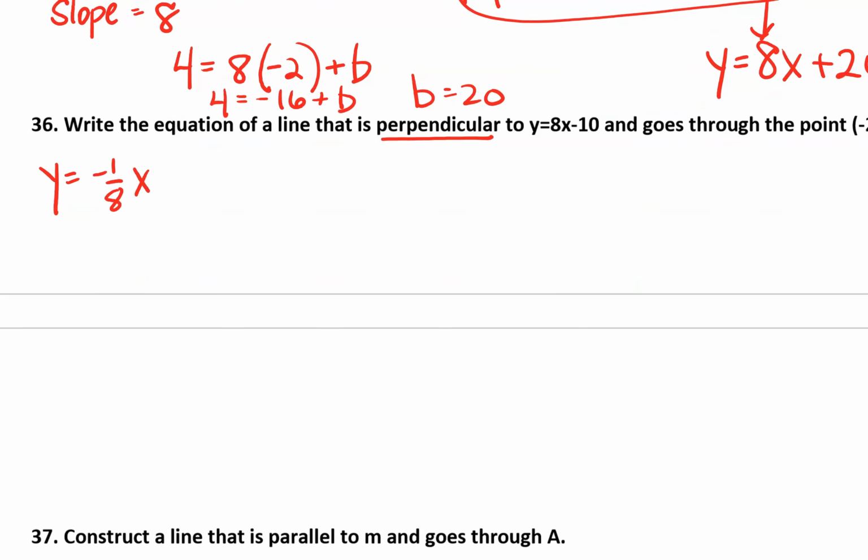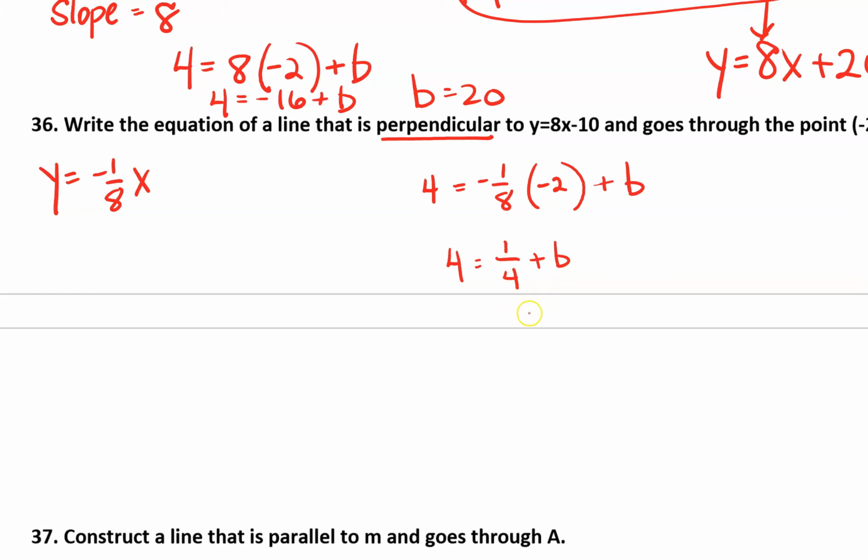Okay, so now I need to substitute x and y and the new slope into y equals mx plus b to find my new intercept. So I'm going to substitute 4 for y. So 4 equals the new slope, negative 1/8, times x, which is negative 2, plus b, the new b. Okay, so I'm going to multiply. Negative times negative is positive. 1/8 times 2 reduces to 1/4 plus b.